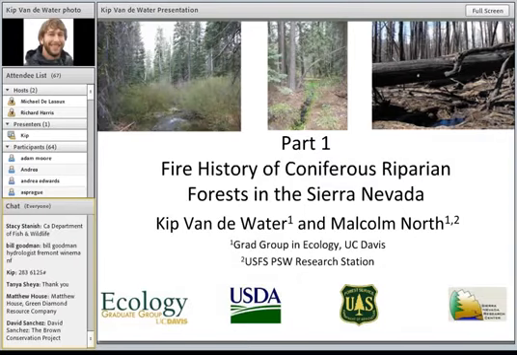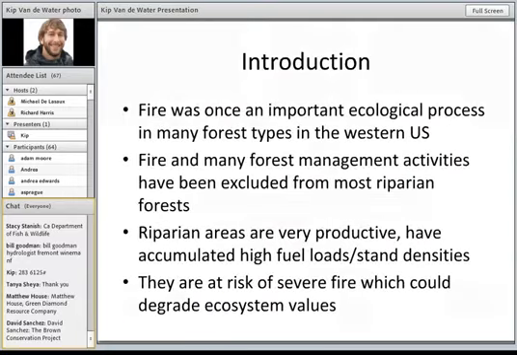So, yeah, this first part we'll tackle is fire history, and I think that's an important component of riparian fire ecology to understand. It is kind of what the reference was back when we had an active fire regime, and that'll help inform how we look at riparian stand structure and fuel loads and fire behavior later on.